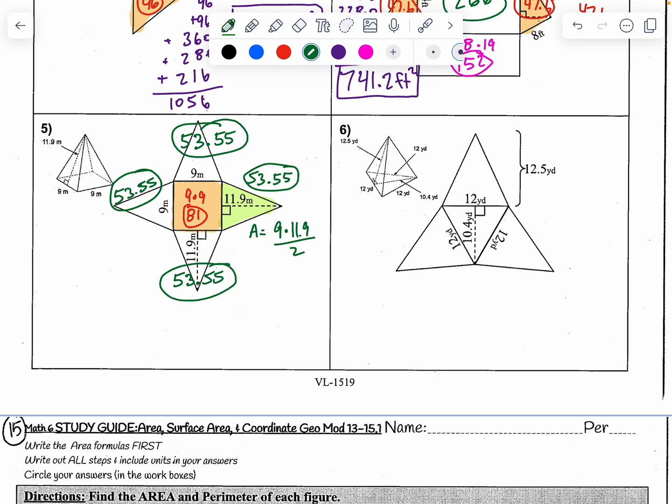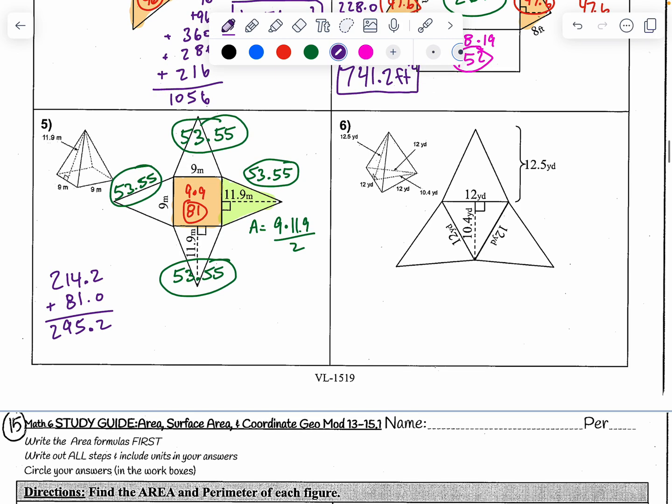And I could add all of those up in my calculator, or, because there are 4 of them, I'm just going to multiply by 4, which gets me 214.2. So that's 214.2. I'm going to write that down just because I think it's safer. And then I need to add 81 to it. I actually can do this pretty easily without a calculator. That's 5, that's 8, that's 9, that's 2, 295.2. So, 295.2 what? Square meters.